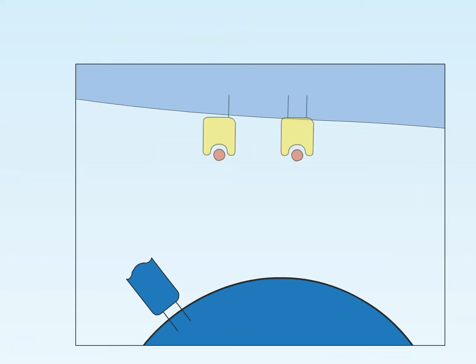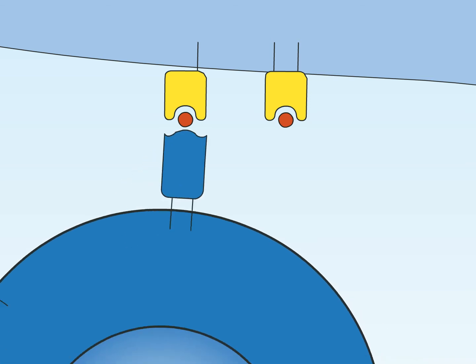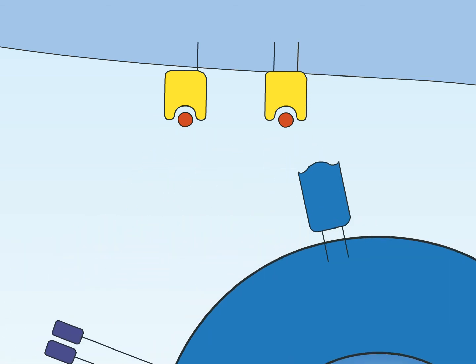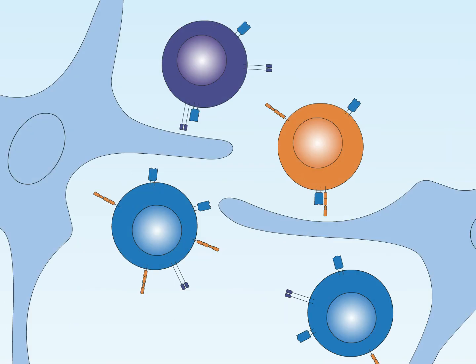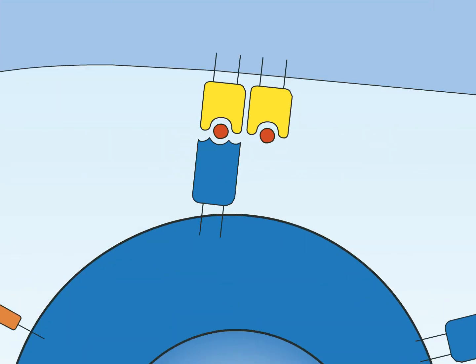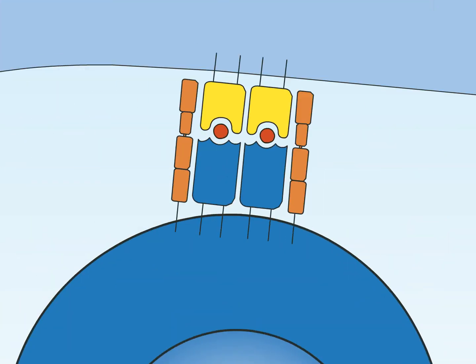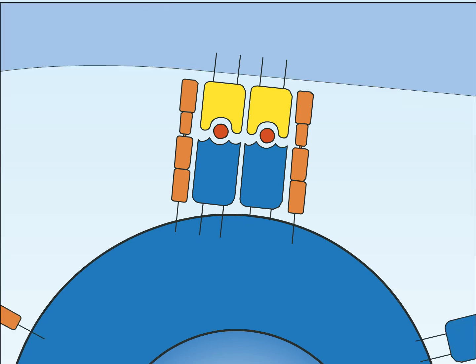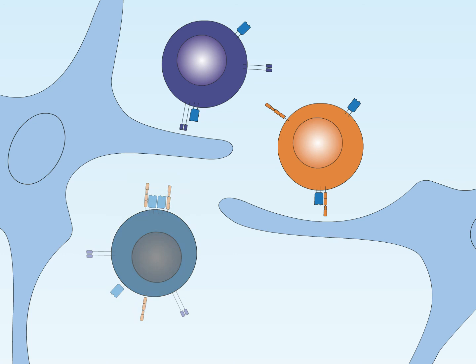Thymocytes whose receptors are unable to recognize either MHC class I or MHC class II molecules fail to receive any survival signals and die by programmed cell death, or apoptosis. Thymocytes that are able to recognize MHC class I or MHC class II peptide complexes too avidly receive a strong signal that drives them into cell death.